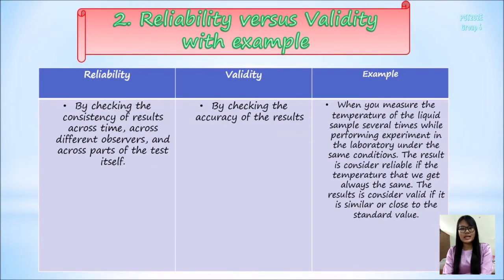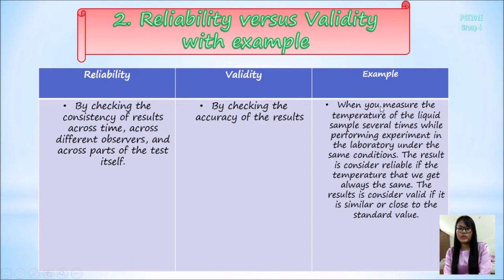I proceed with the second difference. To know whether a test result is reliable or not, we need to check the consistency of the result across time, across different observers, and across parts of the test itself. Meanwhile, by checking the accuracy of the result, we can know whether a test result is valid or not.